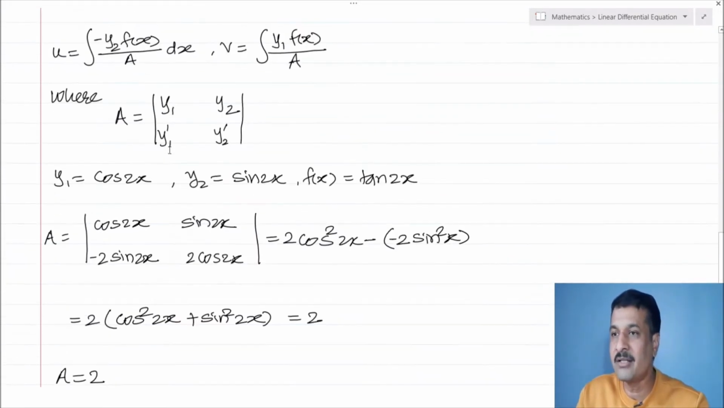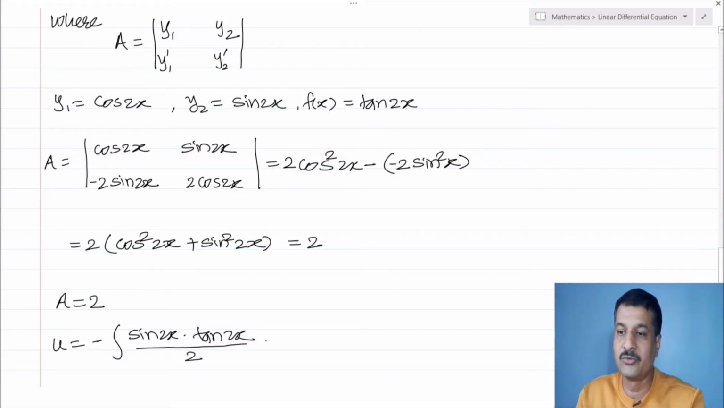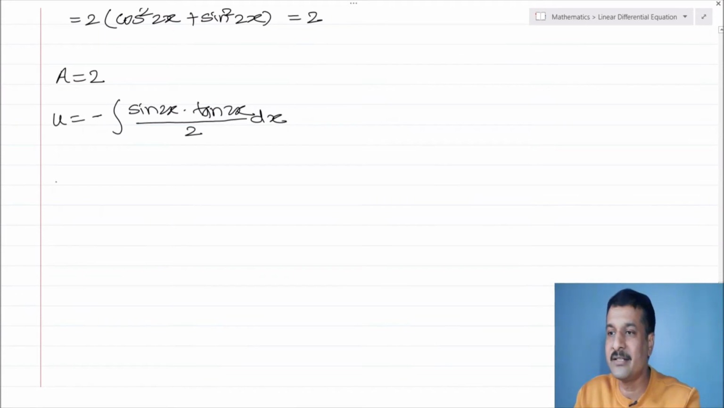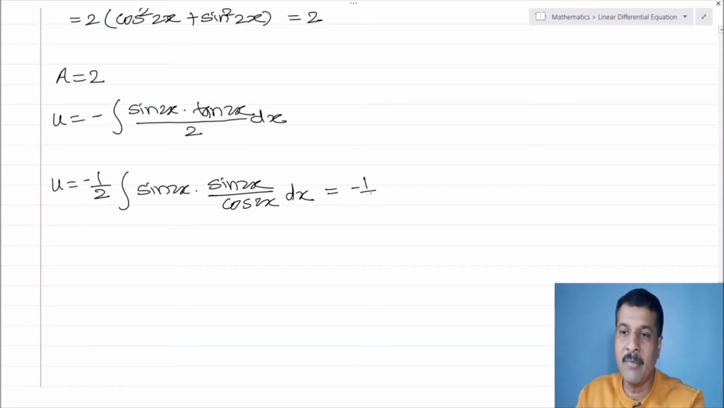So by using this Wronskian, we can find the value of u. So what is u now? U equal to minus integral of y2. So y2 is sine 2x into f of x, it is tan 2x, upon A, it is 2, into dx. So simplify this one, meaning evaluate this integration. So I am getting here u equal to minus 1 by 2 integral of sine 2x, and tan we can write as sine 2x upon cos 2x dx. So that is equal to minus 1 by 2 integration of sine square 2x upon cos 2x.